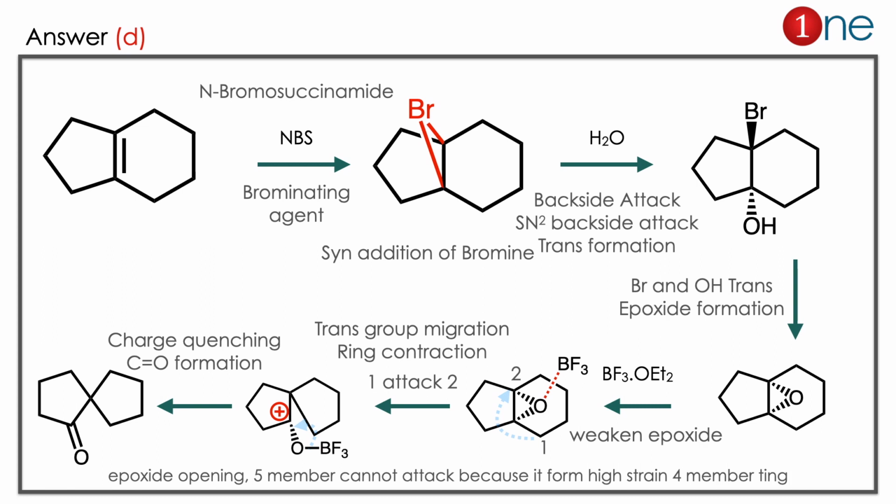Here you have to know a few important things. One is bromination. The bromine addition to the double bond is syn addition. That's why both bromines are above here. Then epoxide formation by anti groups, which are bromine and OH. Then the ring contraction happens if there is a perfect trans arrangement for ring opening.